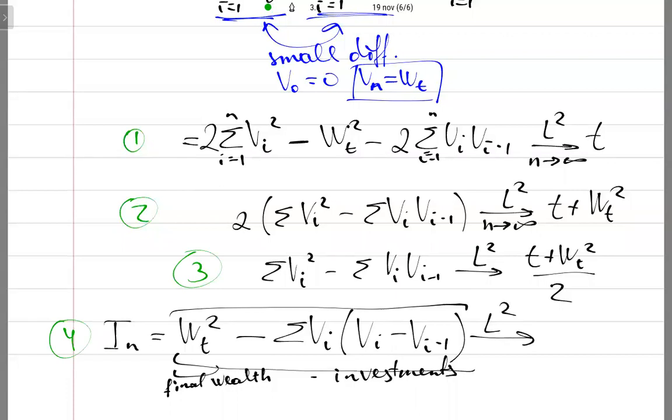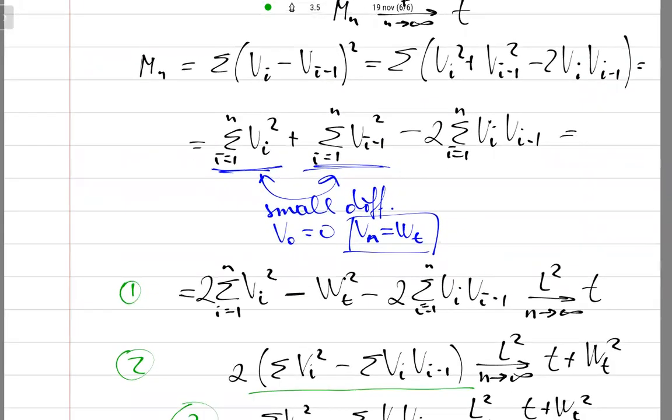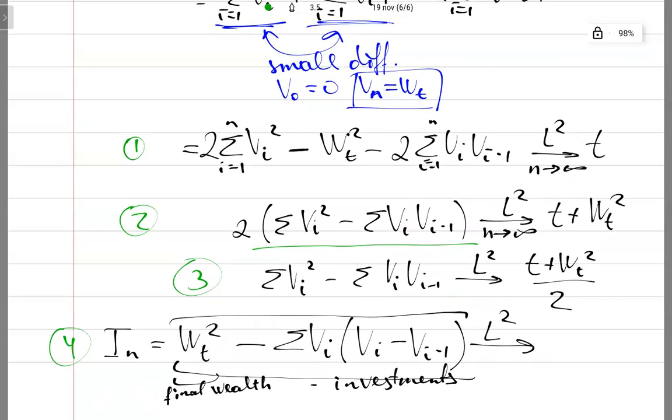When we open the brackets in the second term of the fourth expression, it will be the sum of vi squared plus the sum of vi and vi minus 1. Where? In the fourth, in the last line.